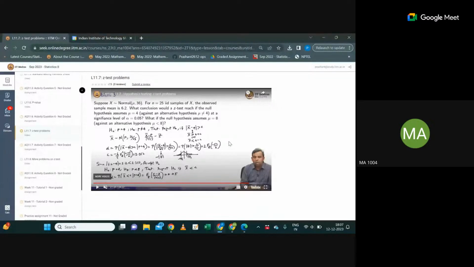What's your doubt in question number three? Sir, why do we take mod x bar minus mu greater than c? Why not only mod x bar? Okay, can you tell me what we take in case of a single tail test? How will you decide your test? Sir, based on the alternative hypothesis, if it is greater than c, then we take x bar greater than some critical value, a constant c. Okay. Yes, sir.